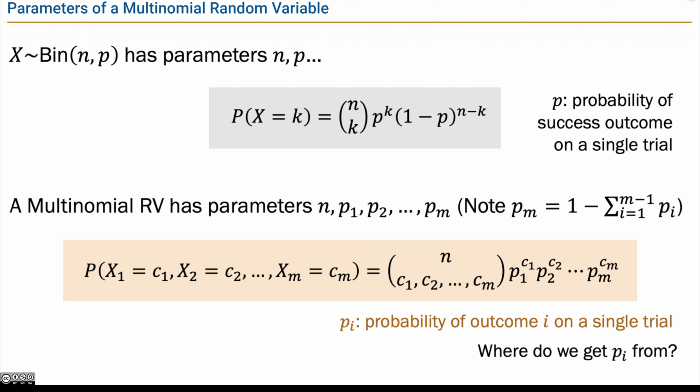Now, these do have parameters just like the binomial had parameters. It has n, and then multiple probabilities, where p sub i is the probability of outcome i on a single trial. Where do we get these from? We can do this either by knowing ahead of time how many marbles are in there of different types, or we can just count up, especially if we were analyzing a text document. If I wanted to know the probability of seeing a certain word, I could look through the entire text and count how many times that word occurred out of all possible words in the text.